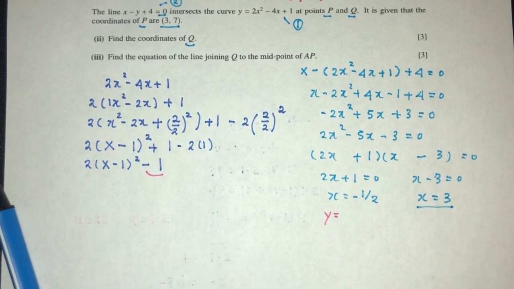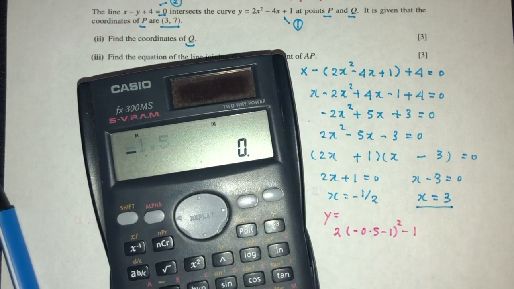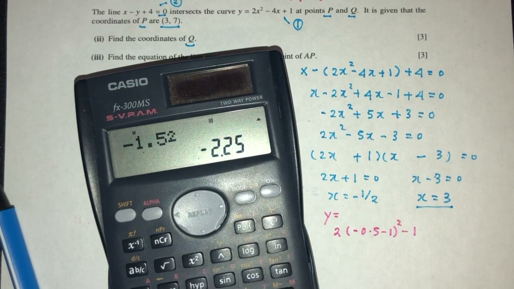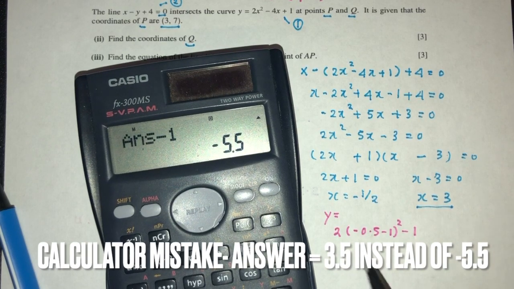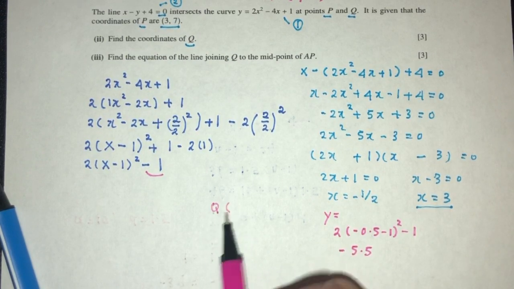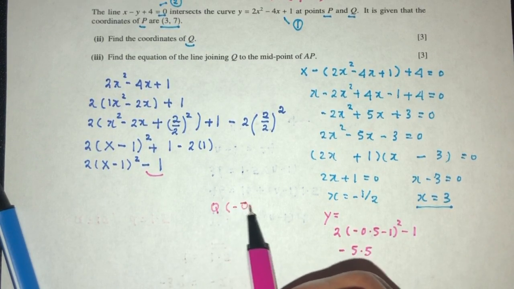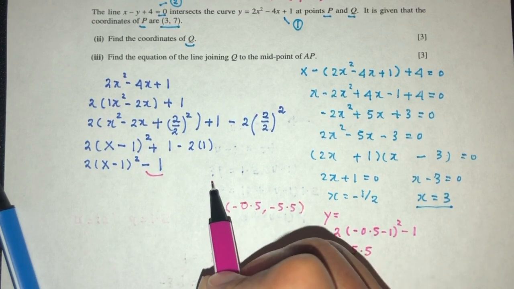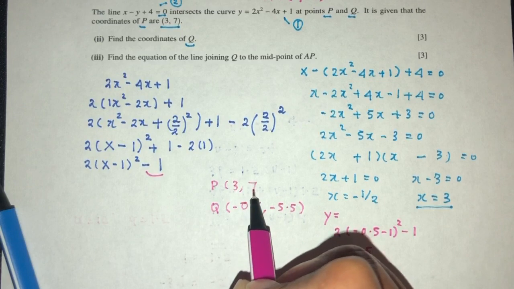You can replace here if you want to. So 2 times minus 0.5 minus 1 squared, minus 1. So minus 0.5, so it is minus 1.5 squared times 2 minus 1. To be minus 5.5. Okay, so that will be your other point, which is point Q, will be minus 0.5 and then minus 5.5. The point P is given to you by 3, 7 already.